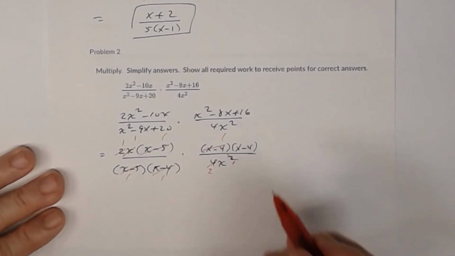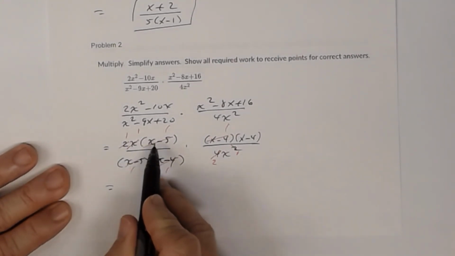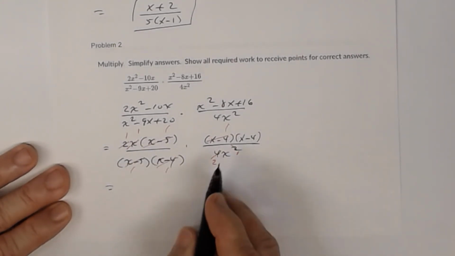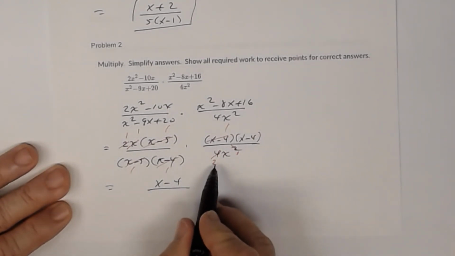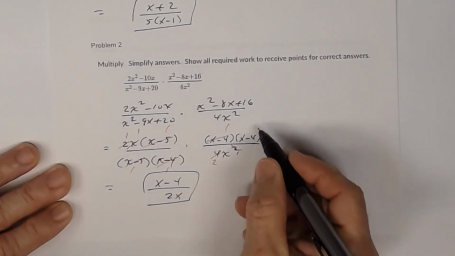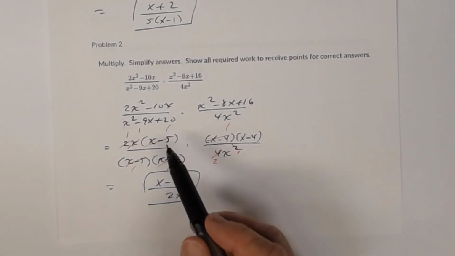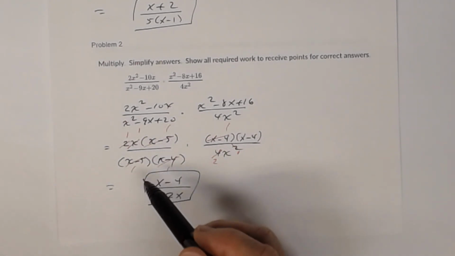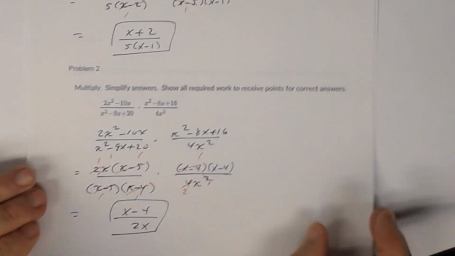So I'm done. Therefore your final answer will be 1 times 1 times 1 times 1 times x minus 4, which is x minus 4, divided by 1 times 1 times 2 times x, which is 2x. All right, so there's your work, and there's the answer. You must show a couple of things. You must show the factoring, and you must show how you're reducing. And then there's your answer.